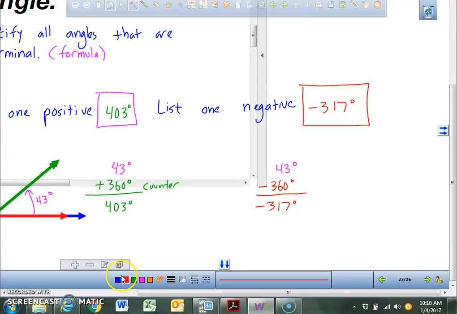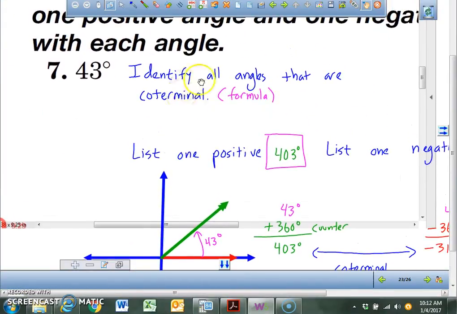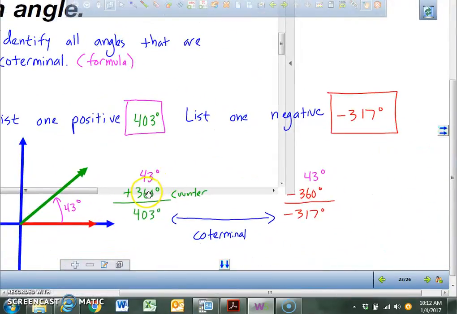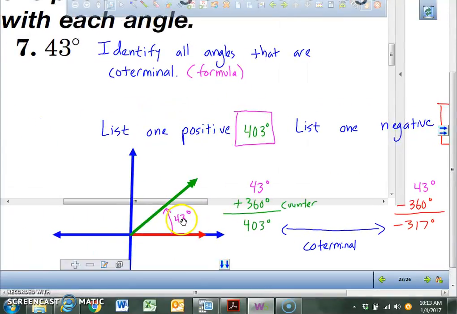These two angles, everybody, are considered to be coterminal with 43 degrees. They all end up at the same place. So, for example, if I said, hey, I'm 403 degrees, you're 43 degrees, you're negative 317 degrees, we all finish in the exact same spot. Okay, we're going to do one more thing here. We're going to find the formula that goes with all of these. So the final thing we're going to do is identify all the angles that are coterminal. So what did we basically do? We either added 360 or we took away 360. And where did we start? We started at 43 degrees.